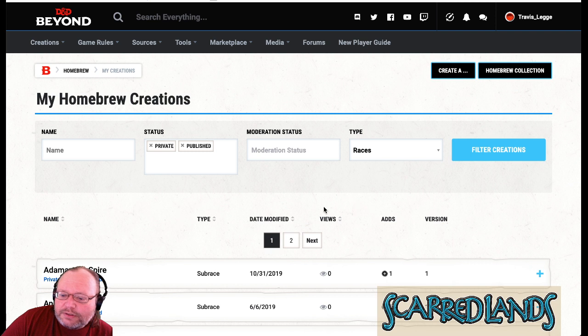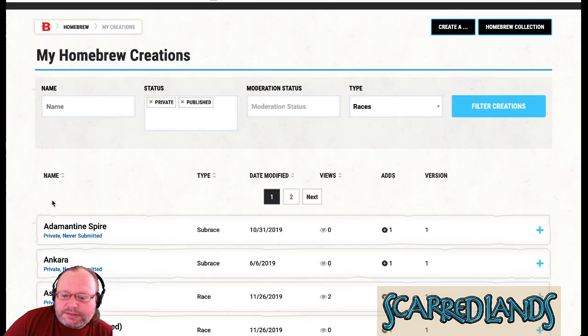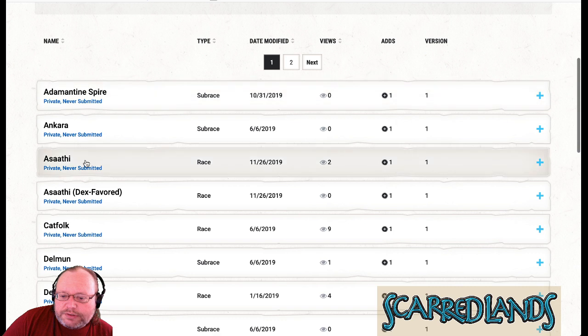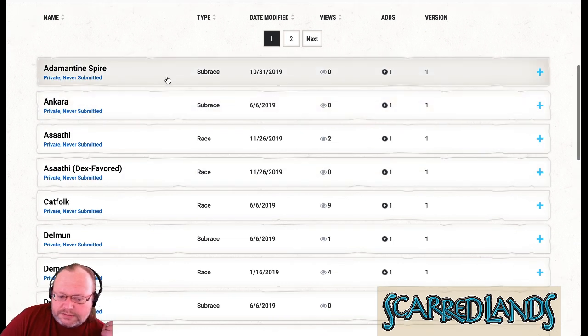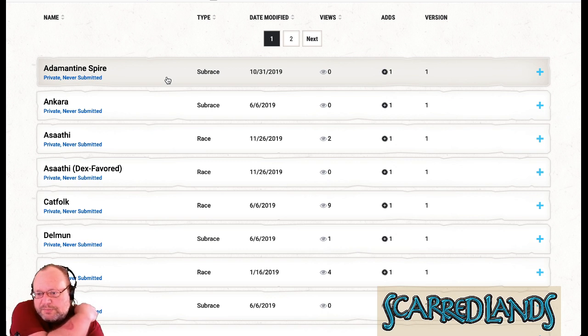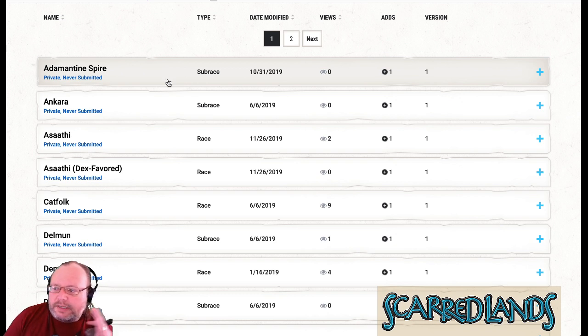Let's see. I think we're going to look through races because I know I need to build out some of the Scarred Lands races still. So you'll notice some of these are listed as a subrace. It builds out each subrace as a separate entry, which can be a little annoying on this side, but it makes a lot more sense when you're in the character builder.